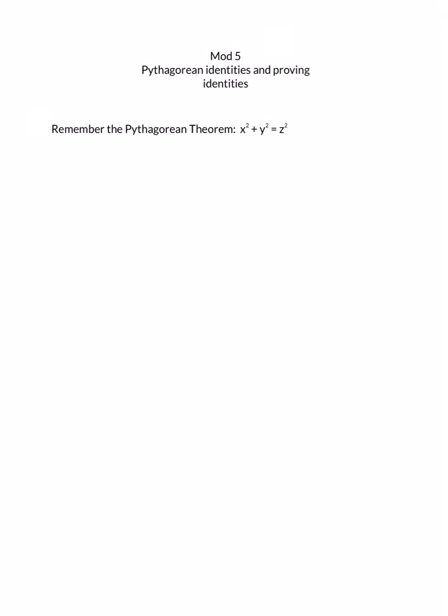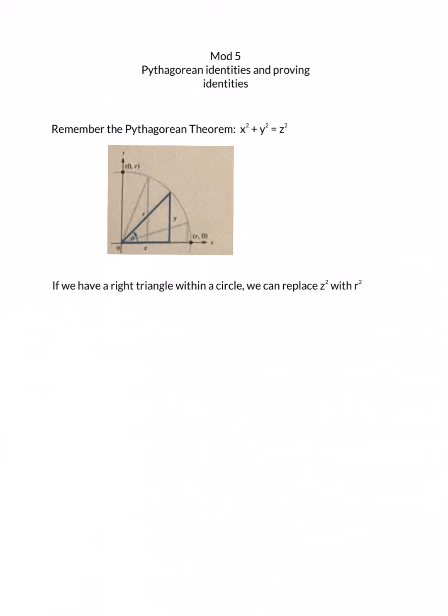The first thing we are going to do in Mod 5 is look back at the Pythagorean theorem. X squared plus y squared equals z squared, where x and y are the legs of the right triangle and z is the hypotenuse of the right triangle. If we have a right triangle within a circle, we can replace z squared with r squared because now the hypotenuse is a radius. So now the Pythagorean becomes x squared plus y squared equals r squared.